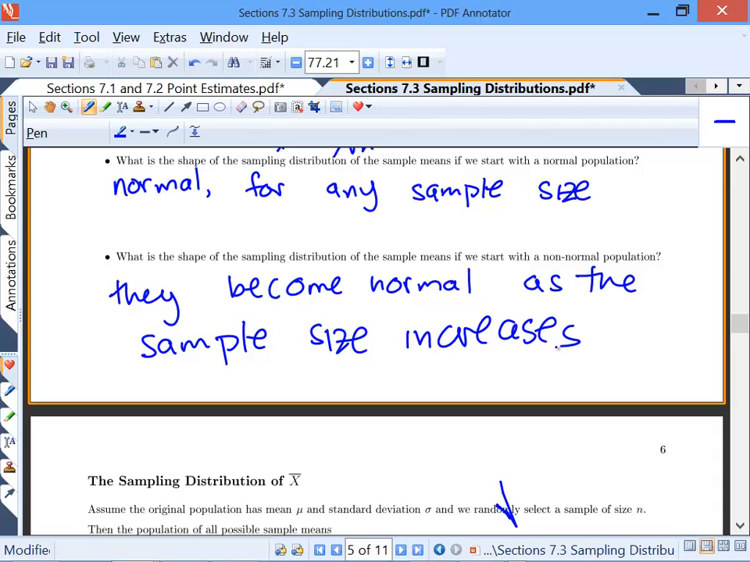Now, how big your sample size needs to be before it looks normal depends on how non-normal your original population was to start with. If it looks fairly normal to start with, it's not going to take too big of a sample size. If it's really weird, it's going to take a bigger sample size.